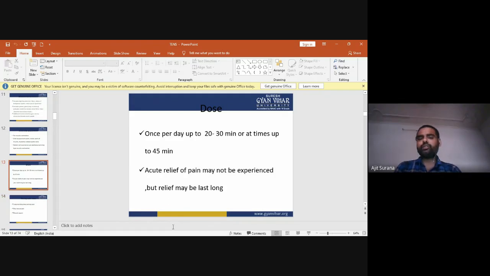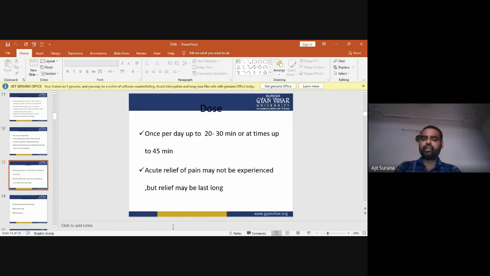Now, the dose of the low frequency, high intensity or acupuncture type of TENS is once per day, up to 20 to 30 minutes, or at times up to 45 minutes.